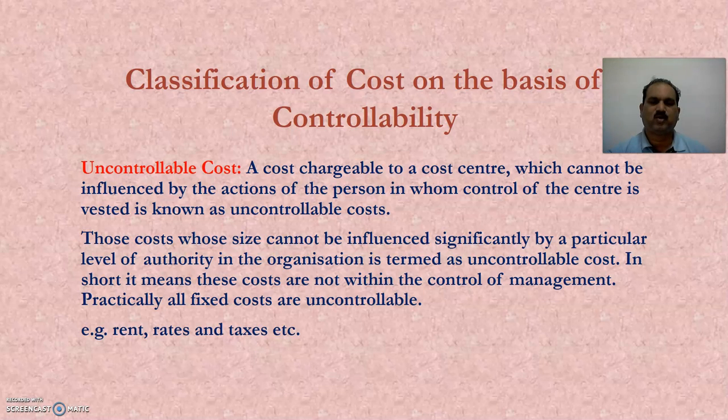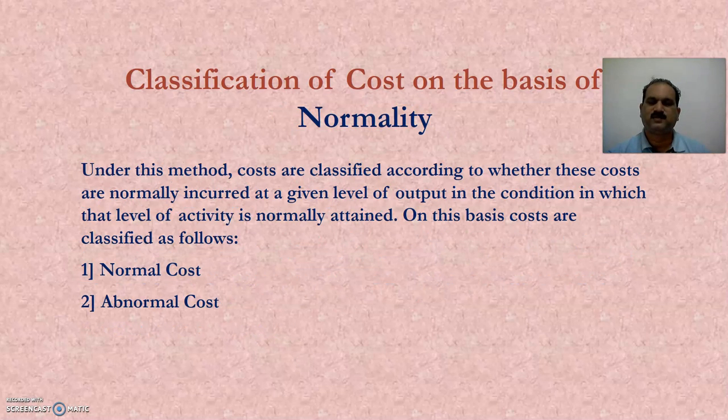Let's see what is uncontrollable cost. A cost chargeable to a cost center which cannot be influenced by the actions of the person in whom control of the center is vested is known as uncontrollable cost. Those costs whose size cannot be influenced significantly by a particular level of authority in the organization is termed as uncontrollable cost. In short, it means these costs which are not controlled by management. Practically, all fixed costs are uncontrollable. For example, rent, rates and taxes, etc.